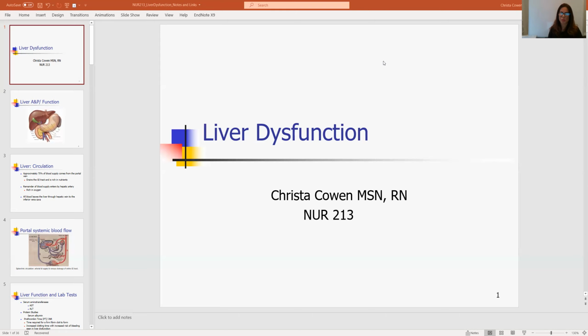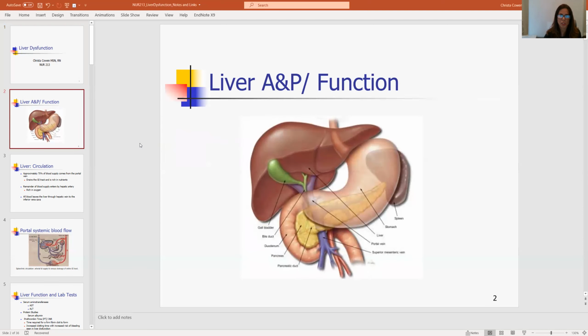So I'll try to break it down into smaller parts for you so that you can take your time and really absorb the information. Again, it's really important for you to understand the A&P behind the liver, so that when it starts to break down, you'll really understand what to look for in your patient and why. So really hone in on this A&P of the liver. Let's talk about that in more detail.